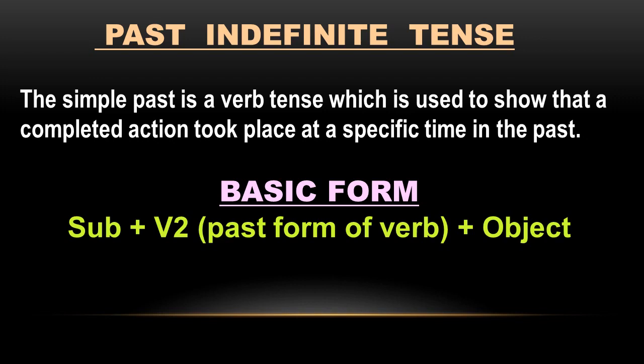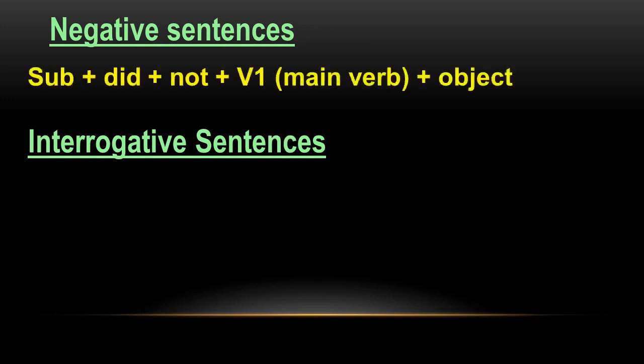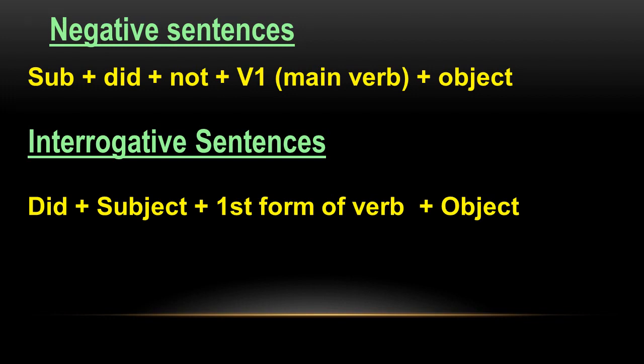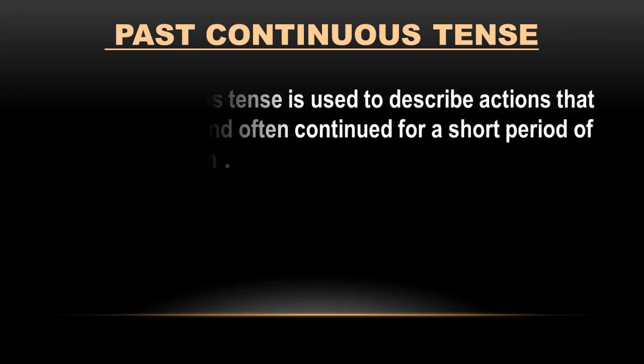For negative and interrogative we use did, and along with did the first form is to be used. For negative we have subject plus did plus not plus first form plus object. For interrogative, did, that is the auxiliary, will come forward, plus subject plus first form of the verb plus object. Then we have past continuous tense.